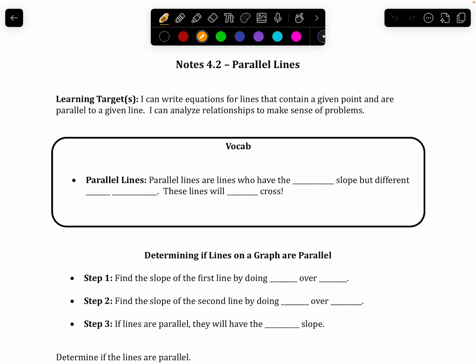And if you have any questions over these notes, contact your teacher to get any of your questions answered. Our learning target today is: I can write equations for lines that contain a given point and are parallel to a given line. I can analyze relationships to make sense of problems.